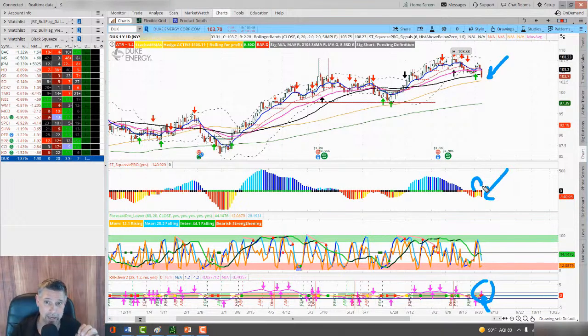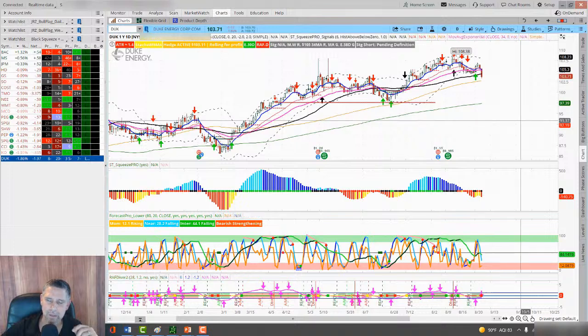This is a nice squeeze. We're building up pressure. I know it's setting up for the next big move, but which direction is it going to go? We don't know, but the signs are starting to show us that this one could be firing to the downside. And we'll go look at one more.